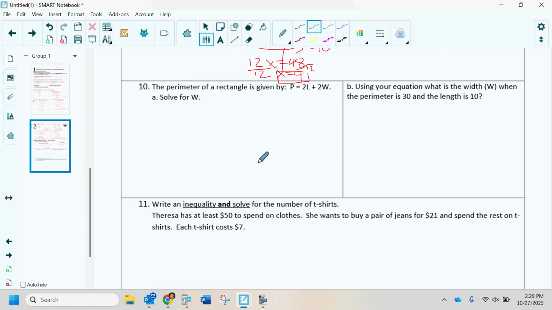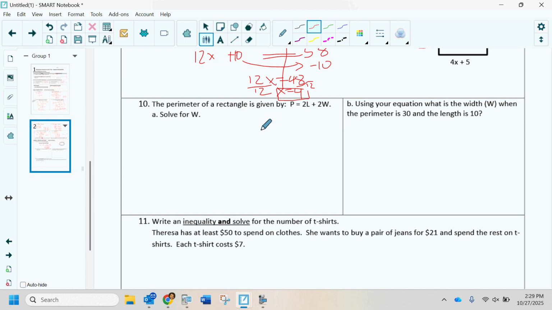All right. Now for this one, the perimeter of a rectangle is given by P is equal to 2L plus 2W. Let's first solve for W. So we're going to draw a river, circle the W. We're going to move the 2L to the other side using our river. P minus 2L is equal to 2W. Then our last step is divide by 2. So P minus 2L over 2 is equal to W.